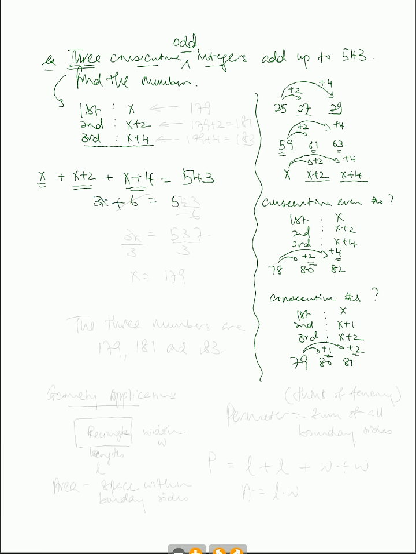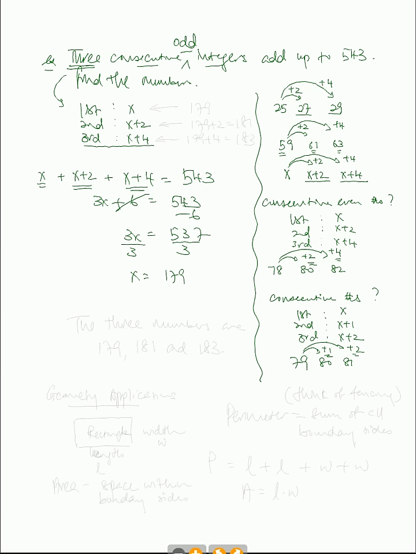3x plus 6 is 543. Subtract 6 away, so 3x is 537. Okay, and divide by 3. So x is going to be, let's get a calculator here, 537 divided by 3, which comes up to be 179. A lot of students are very pleased with themselves by now, right? Because they found the answer to be 179, and that's it, done.